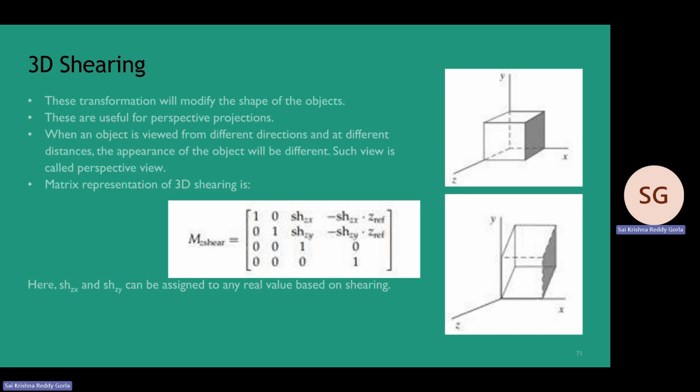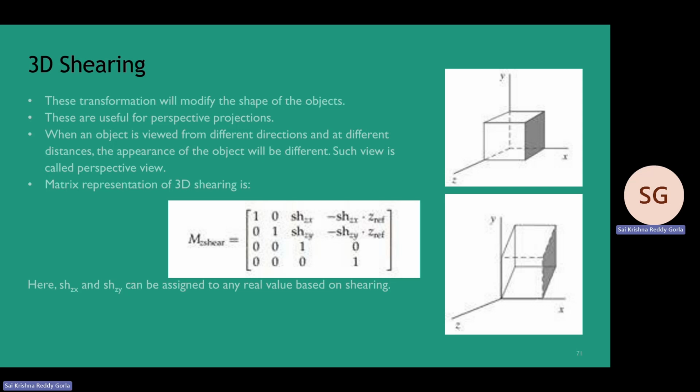The next topic is 3D shearing. The transformation will modify the shapes of the object. This is also useful in perspective projection. Here you can see the image in two different ways, like in two different perspectives. When an object is viewed from a different direction and a different distance, the appearance of the object will be different. Such a view is called a perspective view.